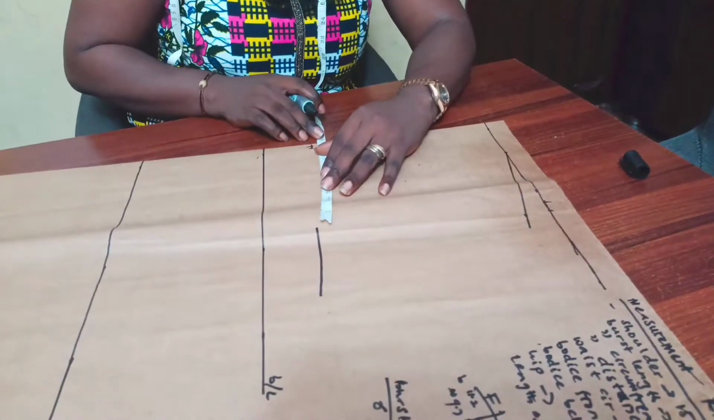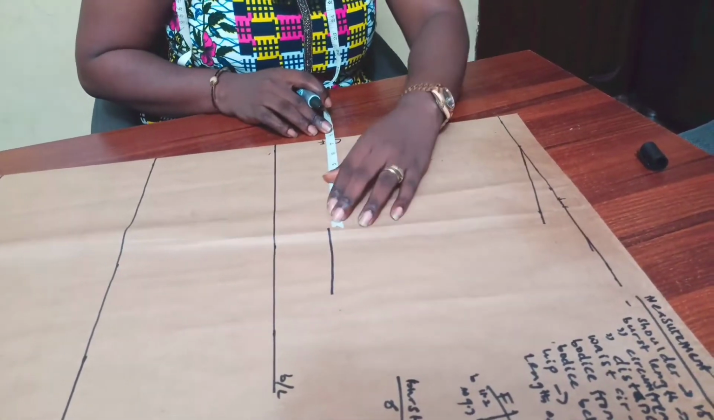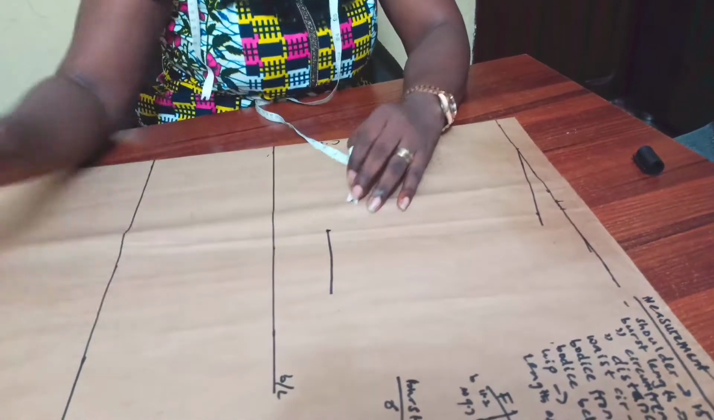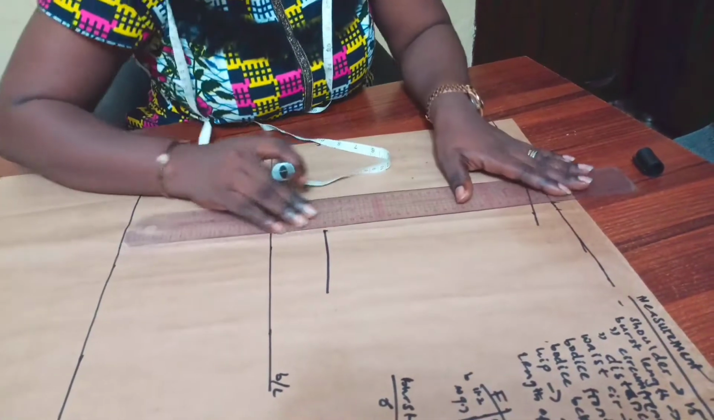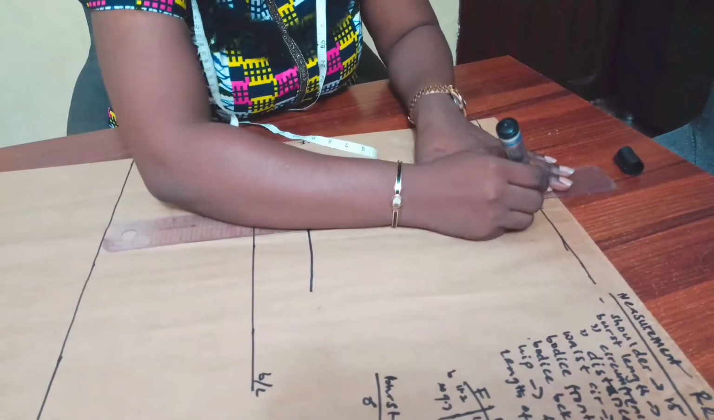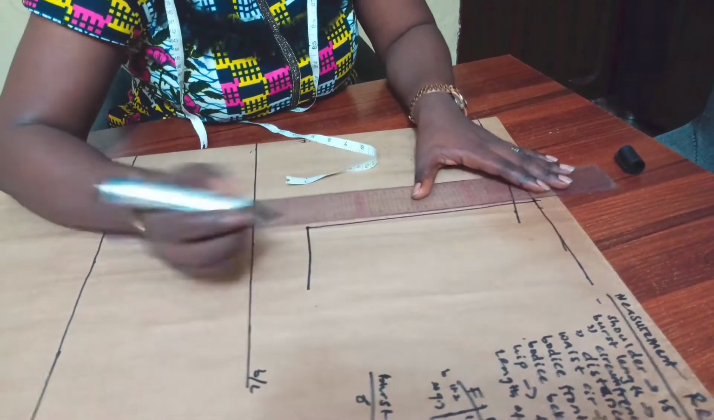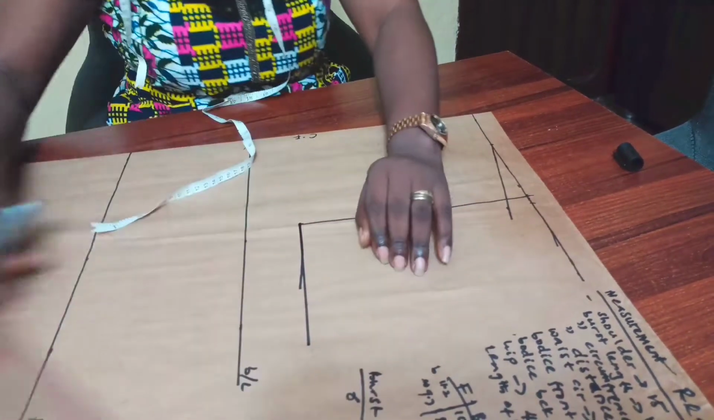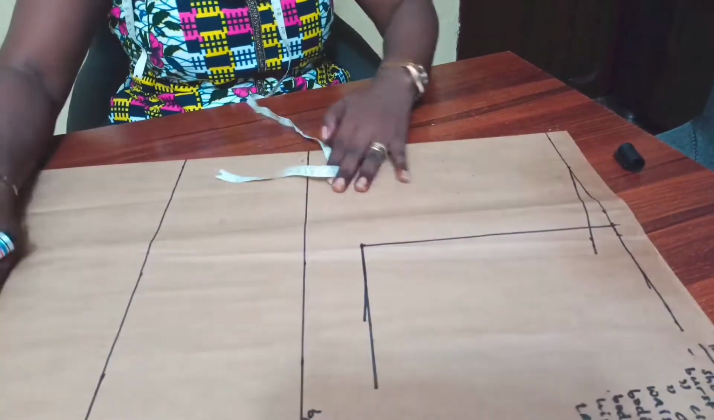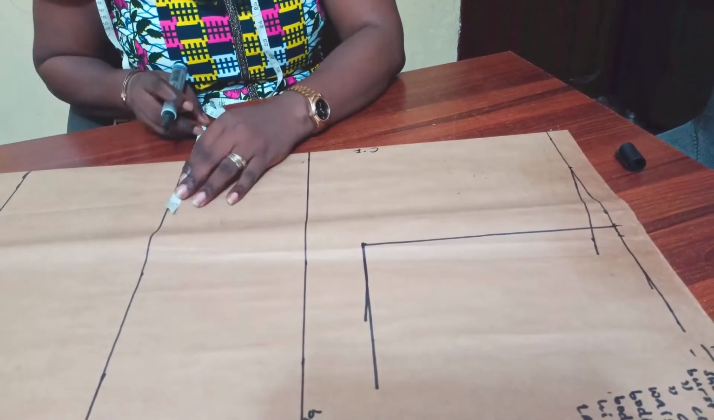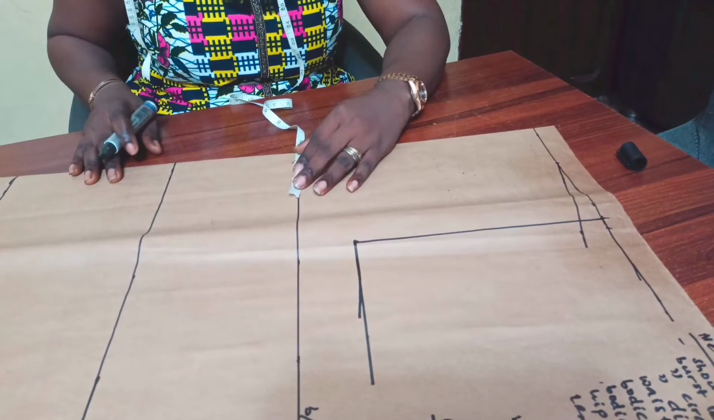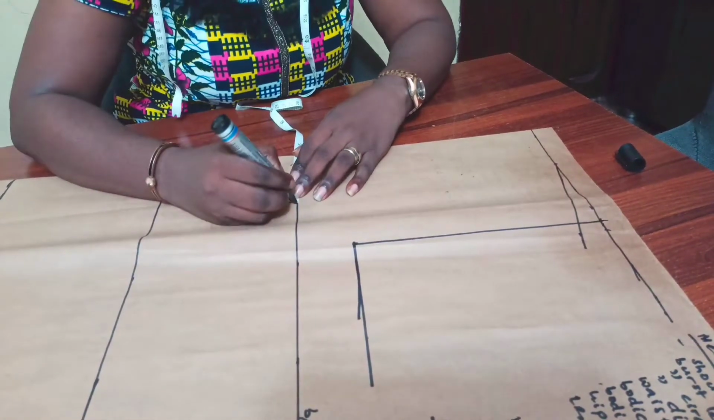I'm going to make sure my shoulder line is correct, to make a point here to help me align it, to make a straight line with the one on the shoulder. Then you get your bust distance. The bust distance measurement is 8. You divide it by 2 as well.